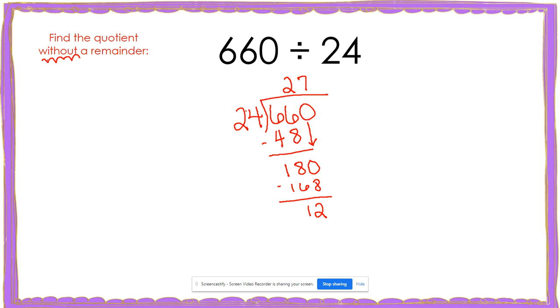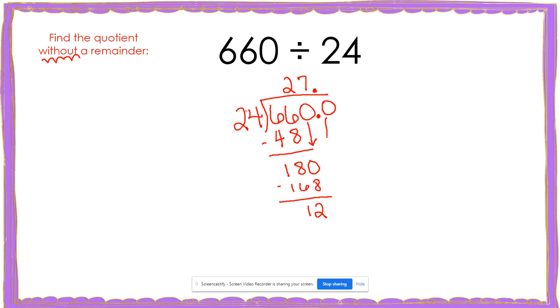However, the direction said find the quotient without a remainder. Well, I know that what I can do at this point is I can add a 0 to my dividend. And if I add a 0 to my dividend, then I'm going to come up to my quotient and add another decimal. So if I add a decimal, I can add a 0 behind it because I am not changing the value of 660. 660.0 is the same as 660.